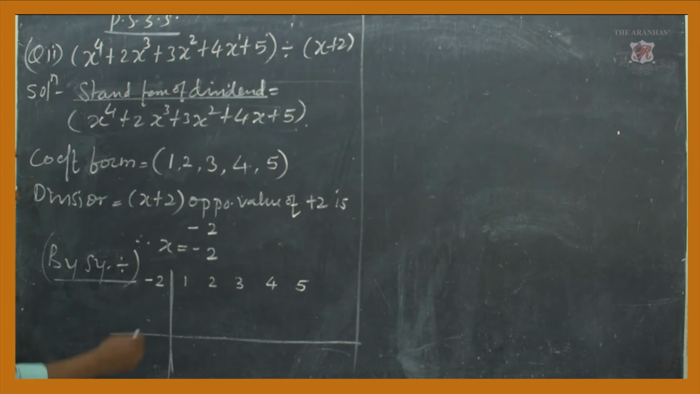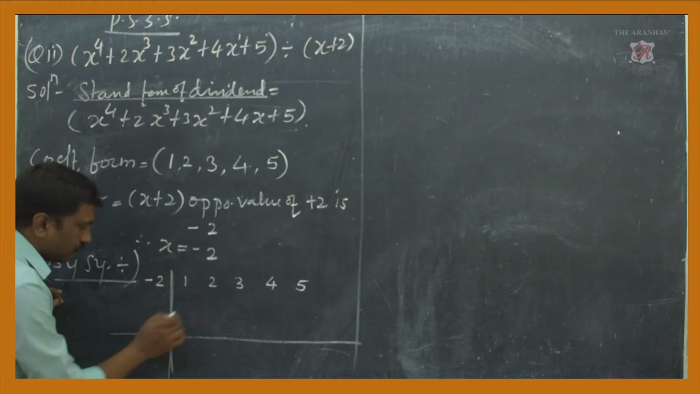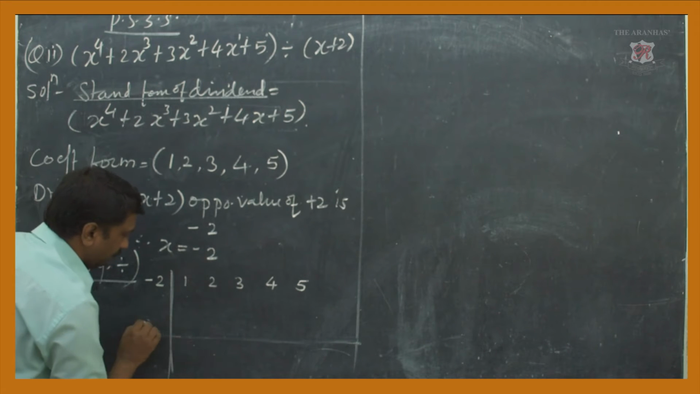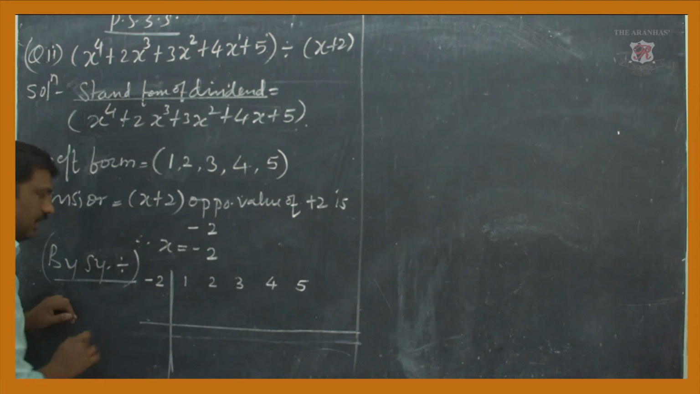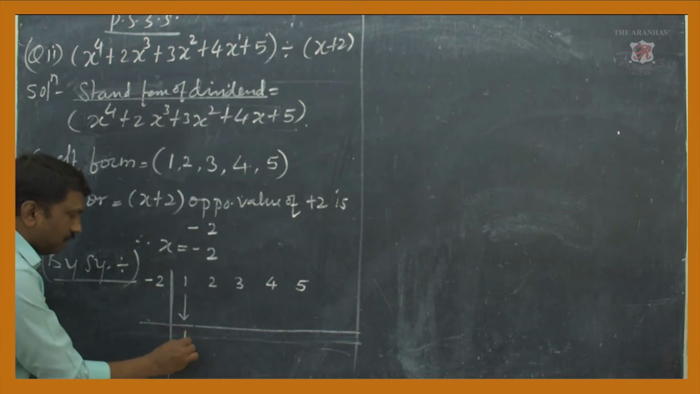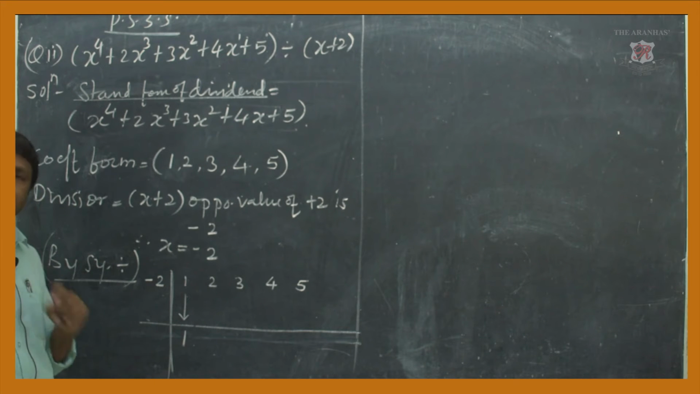What is the step? Simple thing, I will take it a little bit to the upper side so that I can get more space. So what we have to do, show the arrow, take the first term down. The first term is 1, so 1 is written.